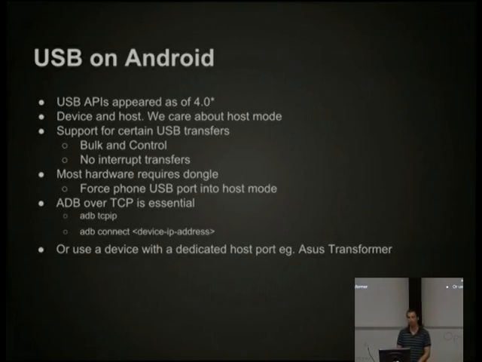So USB on Android. USB APIs appeared as of Android 4. I put an asterisk there because it was in Android 3, but no one really cared about that because it wasn't on phones. So Android phones, they can speak as a device and as a peripheral. Normally, the way you use it is as a peripheral. You plug it into your PC and sync your music or copy your photos off or whatever. But for us, it's much more interesting to operate it in host mode. So that's where the Android device acts the same way as your computer. And so you can plug a USB key in it, a keyboard, or something more interesting, like a consumer electronics device.